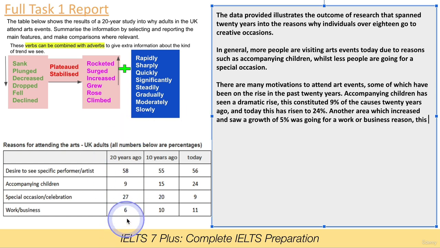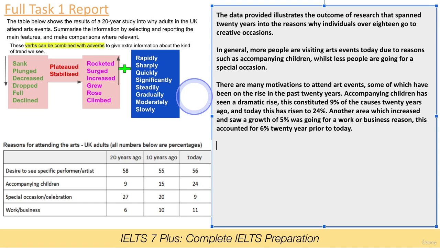We can mention the 6% at the start. This accounted for 6%. Oh, 6% in, we don't know the year actually, so we have to say 20 years prior to today. Let's read this back then.